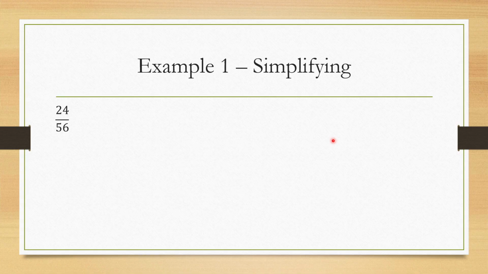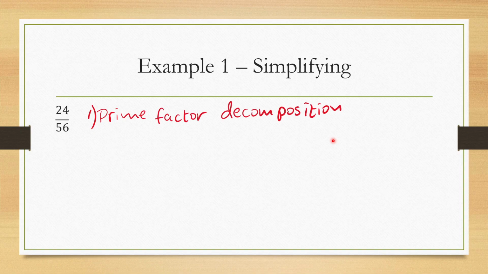So let's take a look at an example. This is example 1, simplifying. The first step is to do the prime factor decomposition. So let's take a look at 24. What I always do is break it down using the first few prime numbers. The first prime number I always go to is 2, because that's the easiest one you can always use. So dividing 24 by 2, that gives 12.